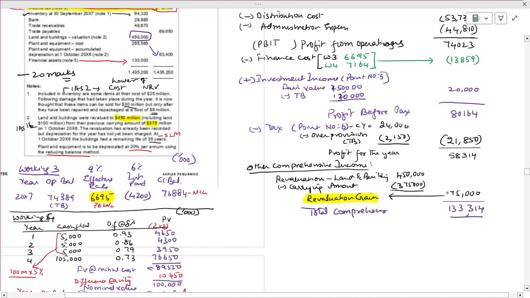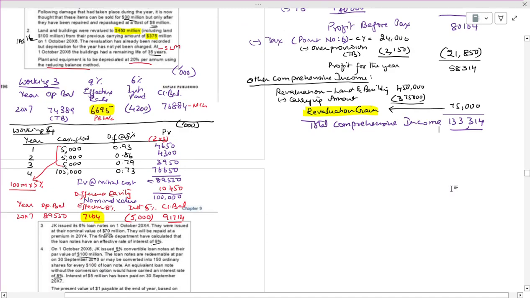314, 8 + 5, 3 1 7 + 6 7 + 6, 133. Total comprehensive income. One, three, three, three, one, four, yeah. Okay? Yes. Fine. Now, are you clear? Yes. Put one dash here.